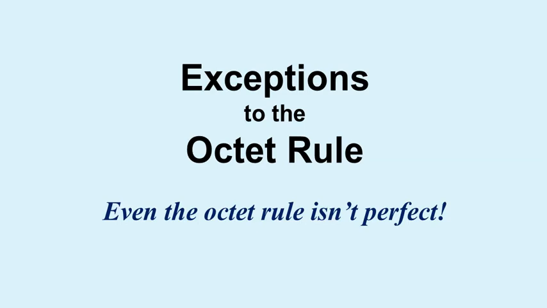In this lesson, we're going to learn about some exceptions to the octet rule, because most rules in chemistry do have some exceptions. Even the octet rule is not perfect. Now, one exception to the octet rule we've already learned about is hydrogen. We learned a while back that hydrogen is not trying to get 8 valence electrons, rather it's trying to get just 2, and so it's happy with just those 2. And so that's an exception we've already learned about.